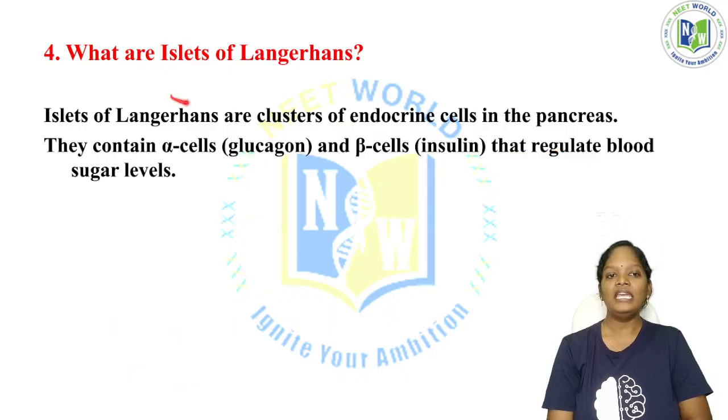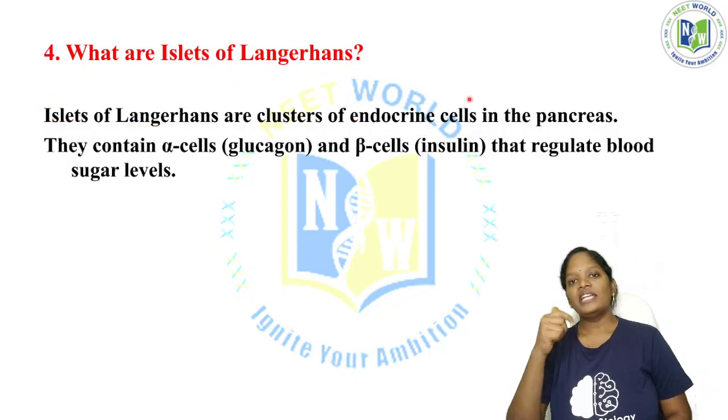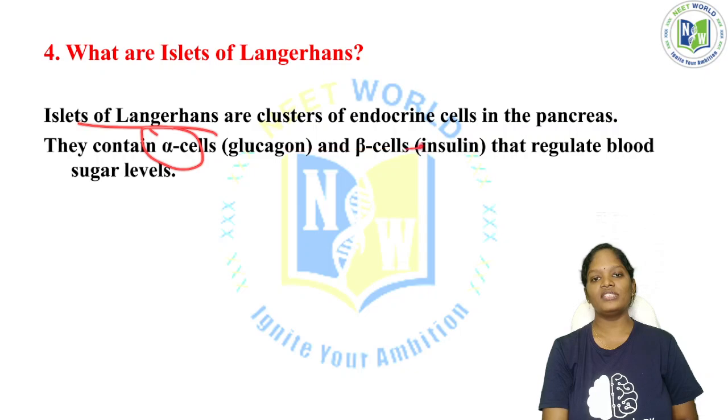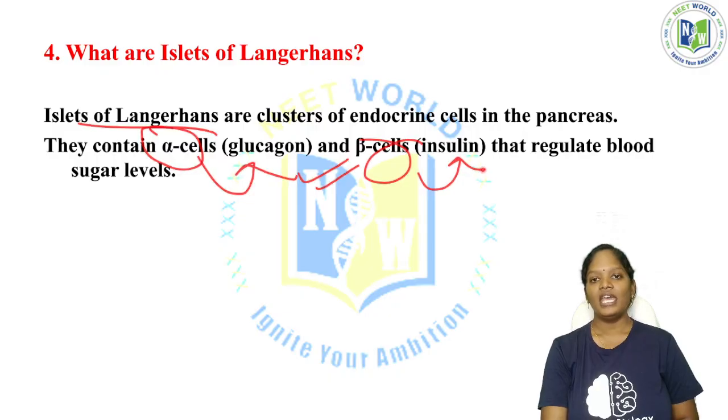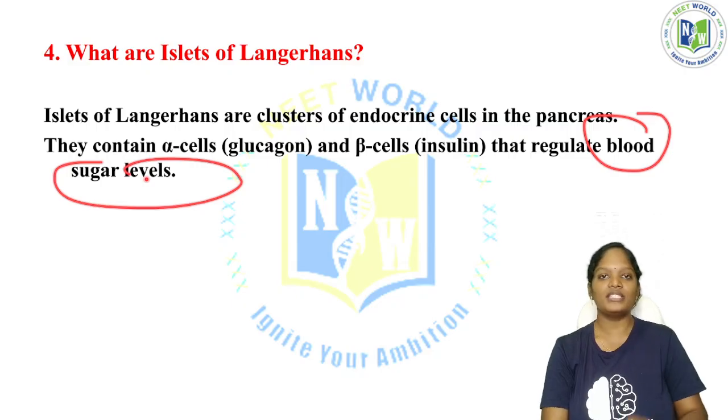Okay, see, this islets of Langerhans is a cluster of endocrine glands which is present in the pancreas. Now they contain the alpha cell and beta cell. So the alpha cell is the one responsible for secreting glucagon, and the beta cell is secreting the insulin. So this is the one regulating the blood sugar levels. Okay, just now we have seen.